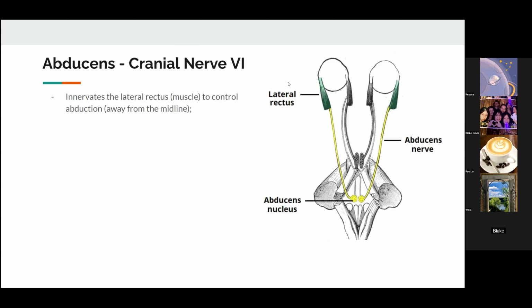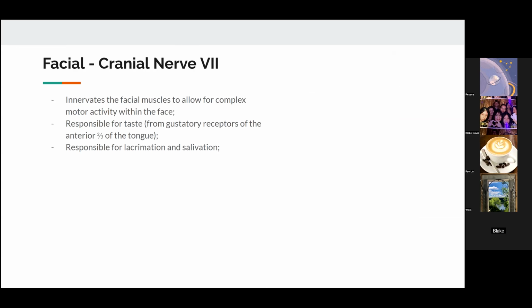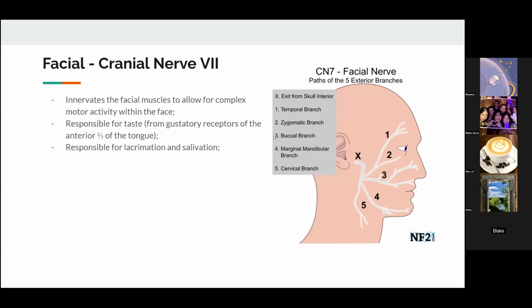And the muscle is called the lateral rectus. You don't really need to know that. Just know that the abducens is responsible for abductive motion. Abducens, abductive. Pretty easy to remember.